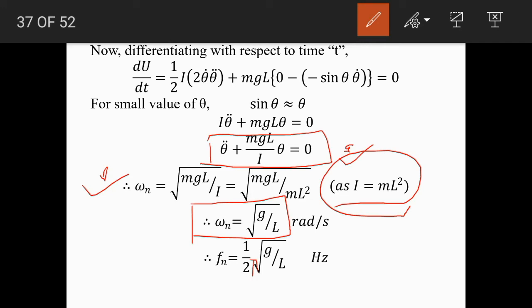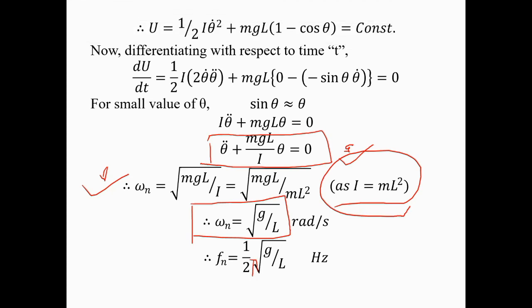Okay, you can also get the periodic time tau p, which is nothing but the inverse of the frequency in hertz. So tau p is 1 upon fn, that is twice pi into square root of L by g, and it is measured in seconds. So this is about a simple pendulum.